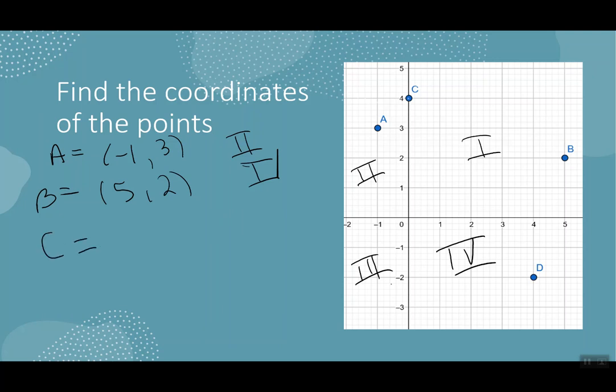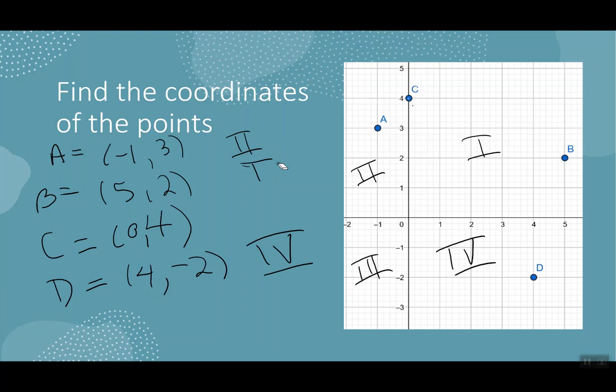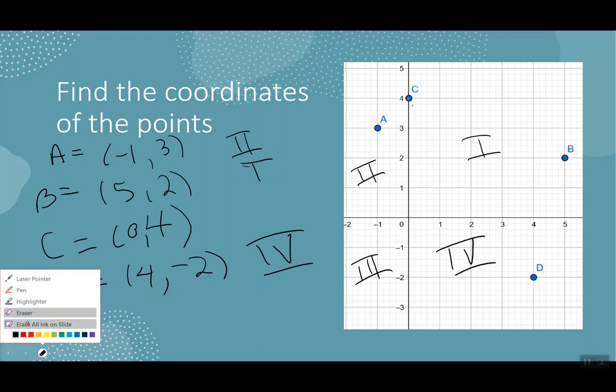C happens to be on the y-axis, so it's not in any specific quadrant, but I can see the x value is 0, and then the y value is 4. So this is not in any quadrant at all. Then my last one, D. I can see the x coordinate is 4, and then the y coordinate is -2, and this happens to be in quadrant 4. Let's fix this one. It looks like it's in the wrong quadrant, so let's make sure that looks right.